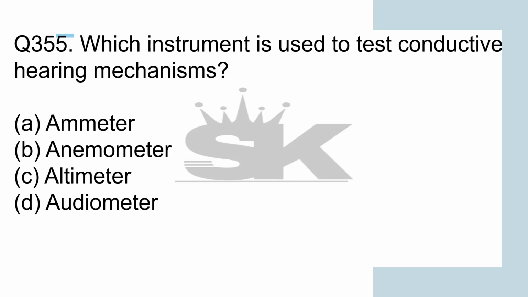Which instrument is used to test conductive hearing mechanism? The answer is audiometer. An audiometer is a machine used for evaluating hearing acuity. They usually consist of an embedded hardware unit connected to a pair of headphones and a test subject feedback button, sometimes controlled by a standard PC. Such systems can also be used with bone vibrators to test conductive hearing mechanism.